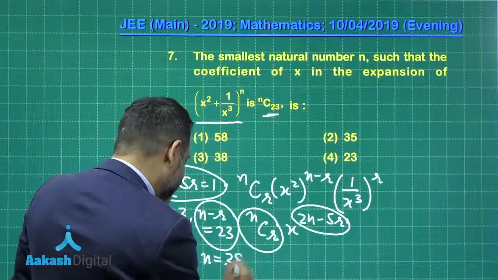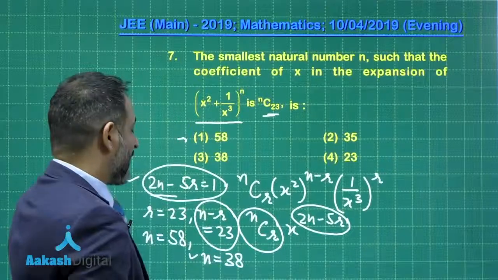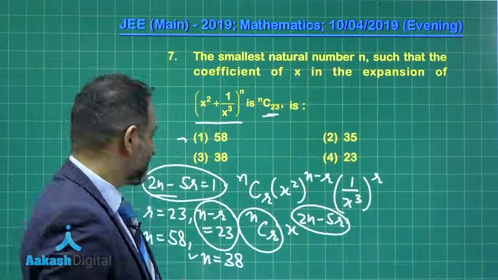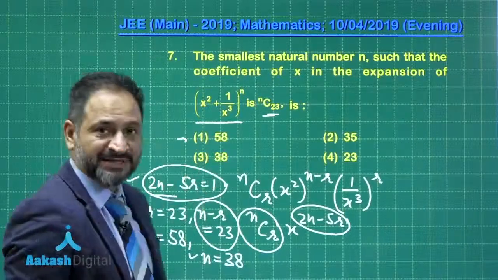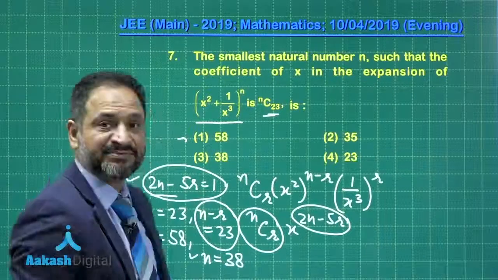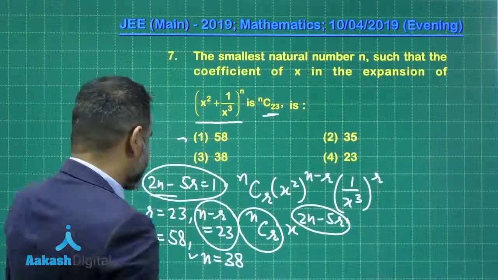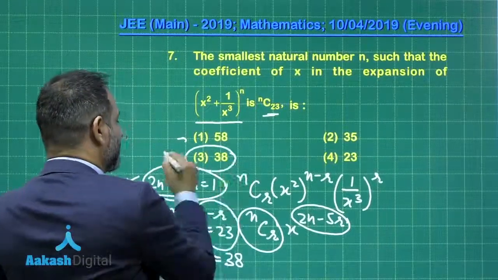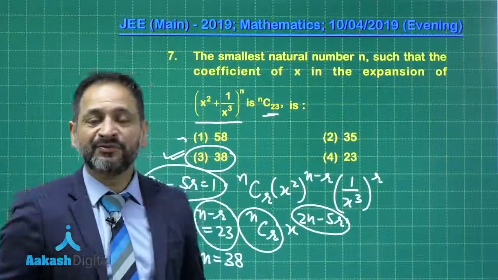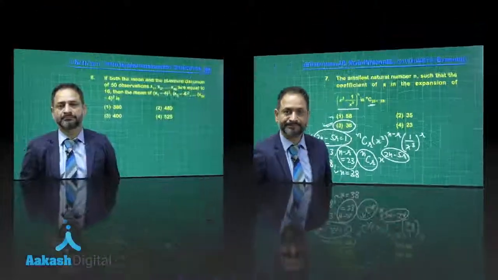So, definitely this is an error prone or mistake prone problem which will actually give you answer 58, but you need to check it once again. The smallest value is not 58, it is 38. So, definitely third is the correct option. So, let us move to the next problem.